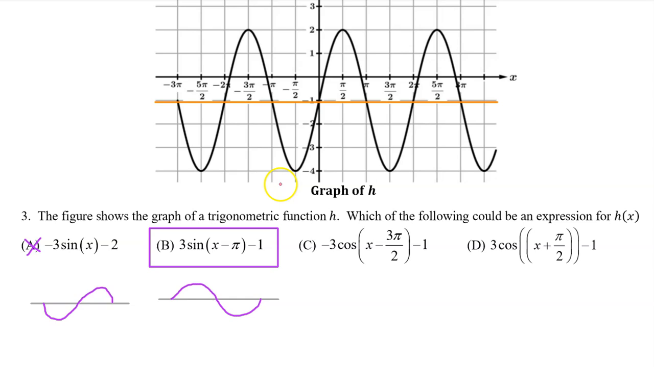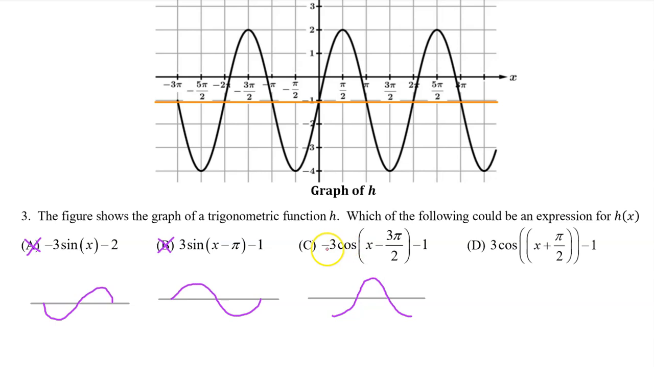So one period of function B will start right here at positive pi. If I trace out one period starting at the phase shift, it looks like this. This is an upside down sine function, not the right side up sine function we were looking for. So option B is not the answer.